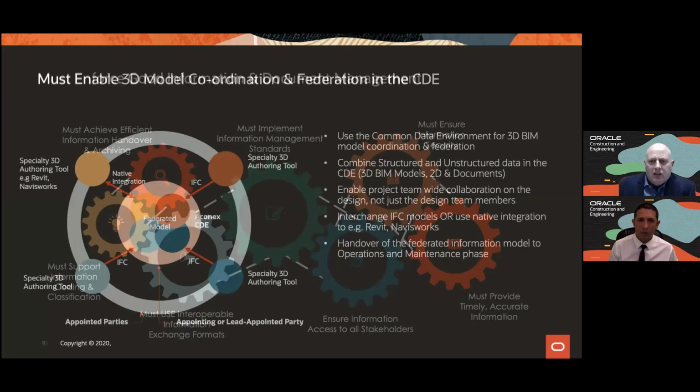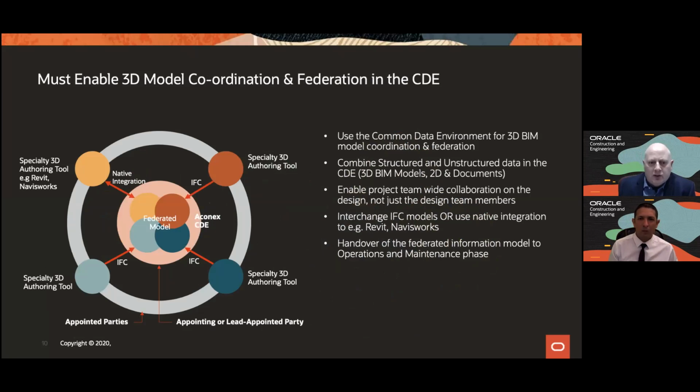As far as the design interaction is concerned, when we think about BIM, building information modeling, and how that is changing the nature of how we deliver projects, it's quite important to be able to use a common data environment to do 3D BIM model coordination or federation.